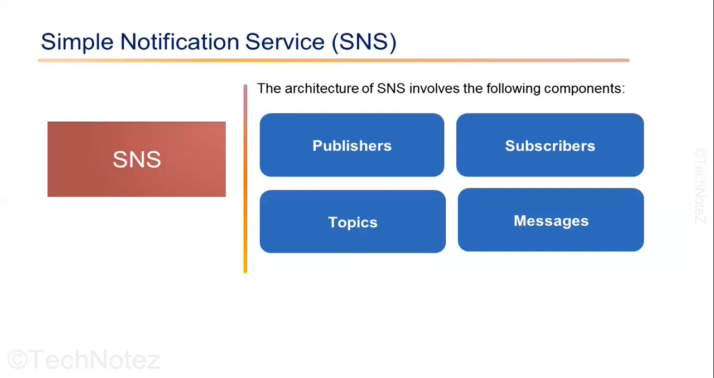Amazon SNS is a powerful messaging service that provides a flexible and scalable way to send and receive messages between different services and applications. Whether you need to coordinate workflows, trigger downstream actions, or deliver real-time notifications to your users, Amazon SNS can help you achieve your messaging goals with ease.